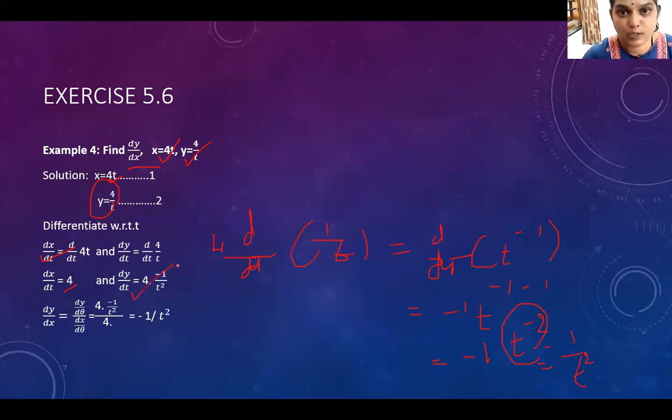Next is, as usual, dy by dx, that is dy by dt upon dx by dt. This is minus 4 upon t square and this is 4, which means the final answer is minus 1 upon t square.